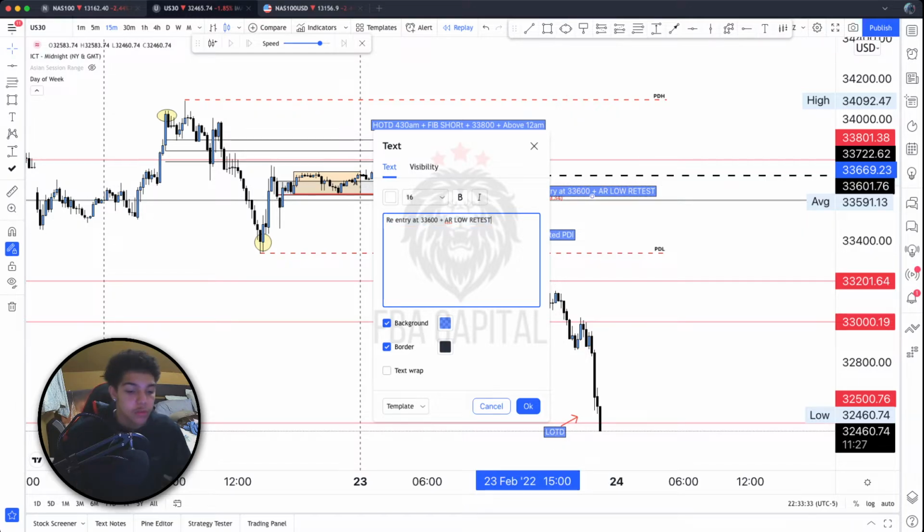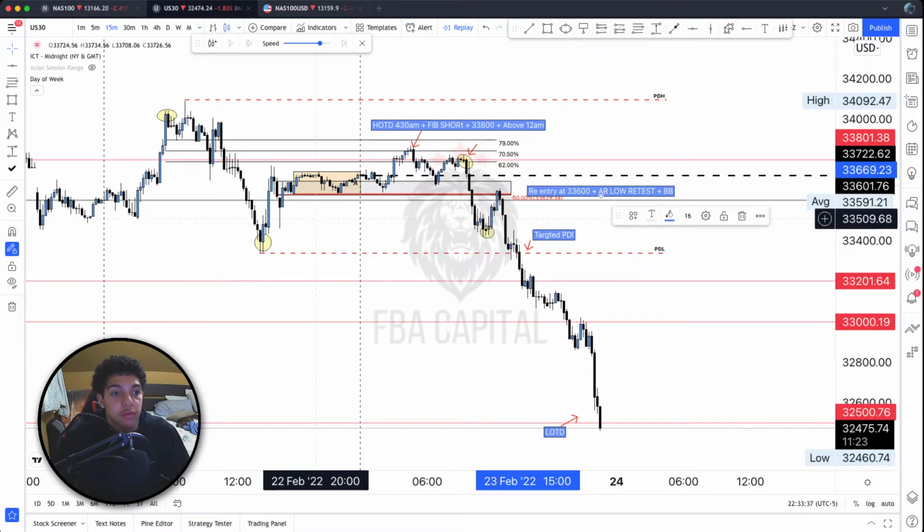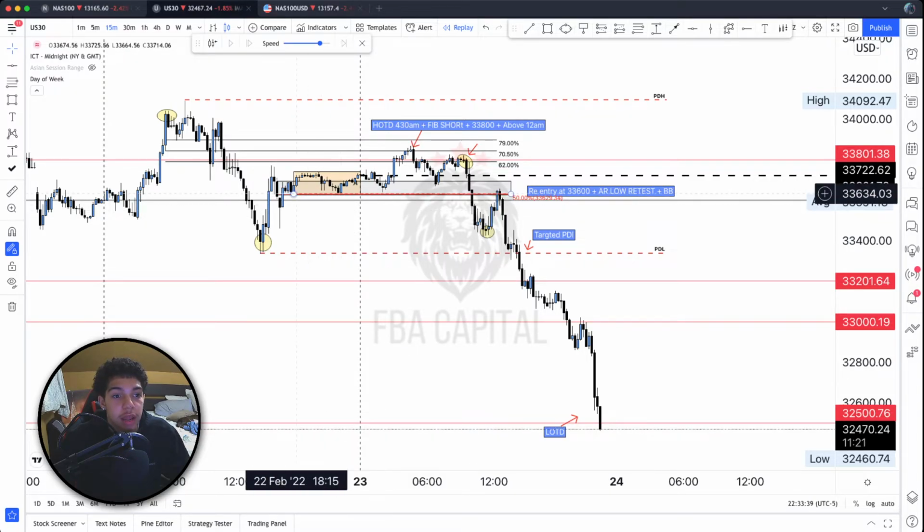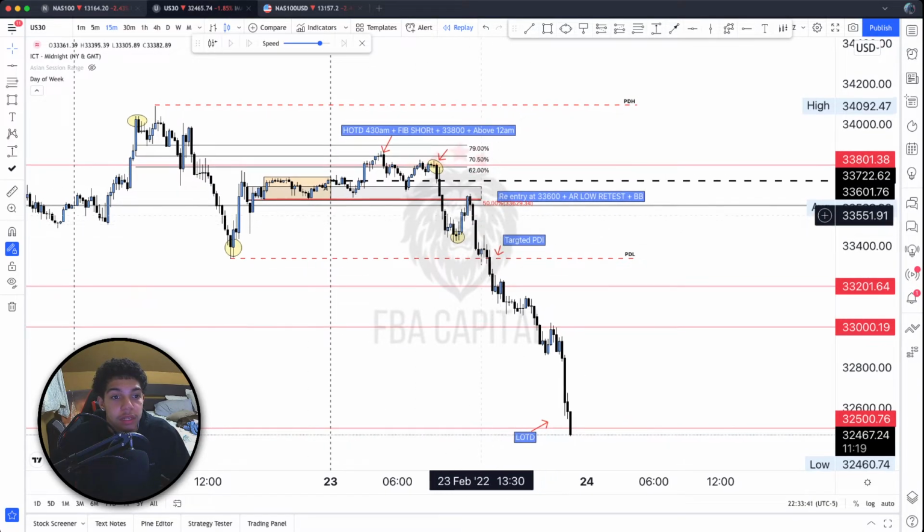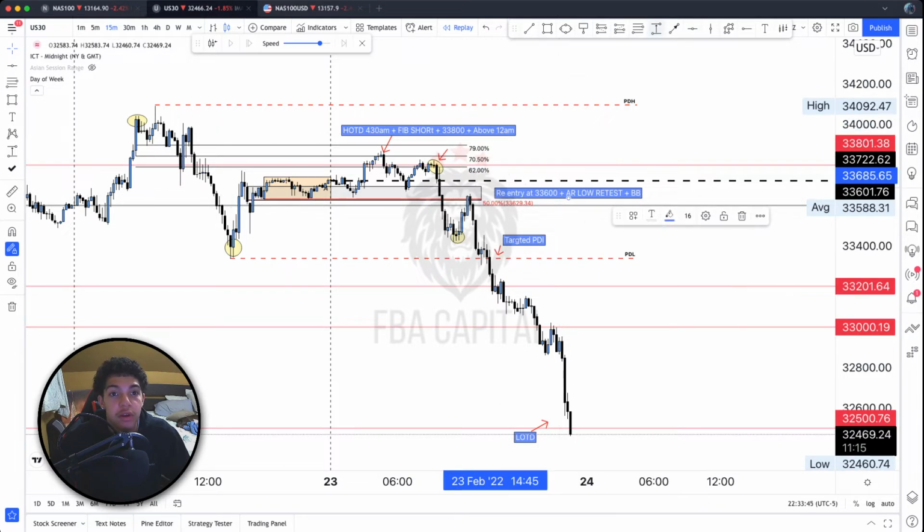So let's have that also. Plus we had that breaker block rejection. And look at the 50% of it. The 50% of that breaker block is right at the Asian session low. It's literally the same thing. Look at that. And you can see price overall from here then continued to trend downwards.